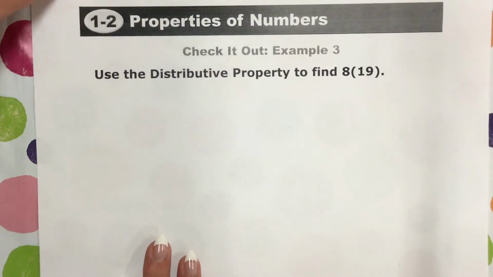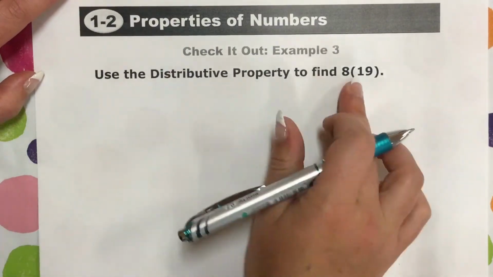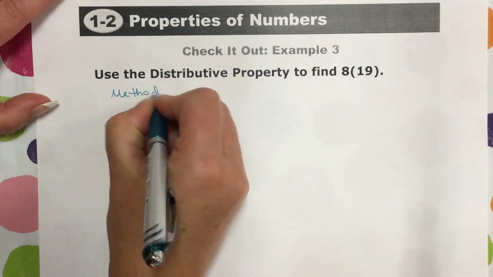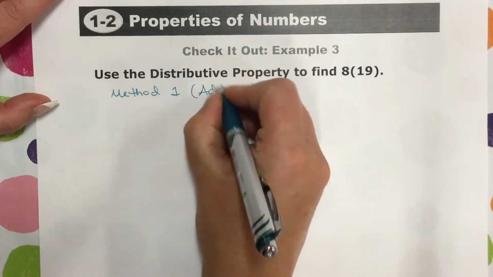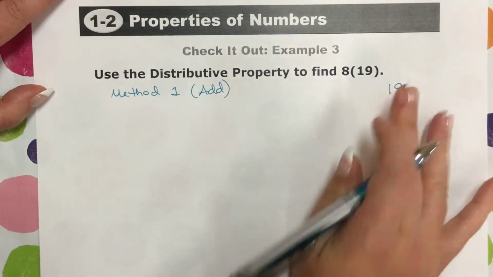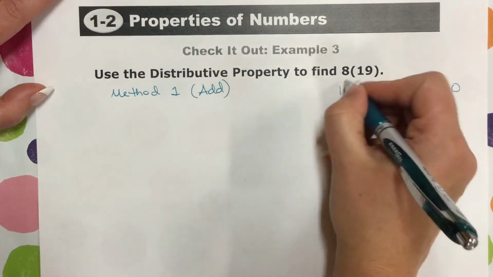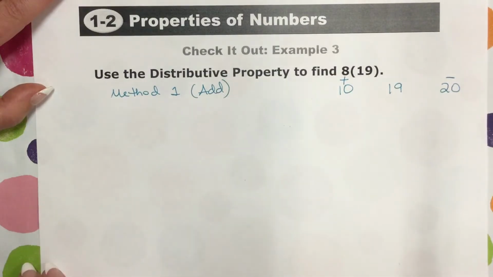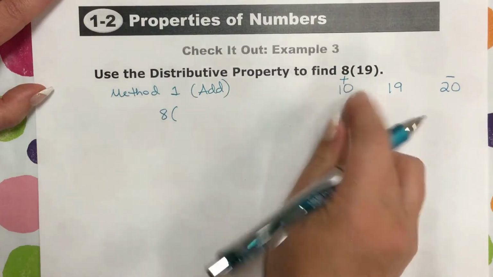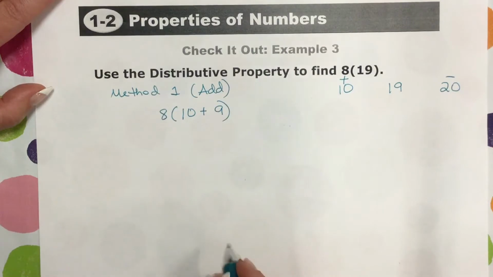All right, I'm glad you're back. We are going to do both methods. You have to do both methods for this when you use the distributive property to find 8 times 19. Method 1, remember, is with addition, and method 2 is with subtraction. First, I'm going to talk about the number 19. What two tens is it between? It's between 10 and 20. This is the one I'm going to use for addition, and this is the one I'm going to use for subtraction. It's the addition one, so what's the same thing as 19? Well, 10 plus 9, okay?